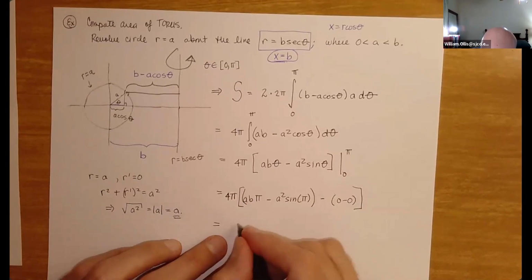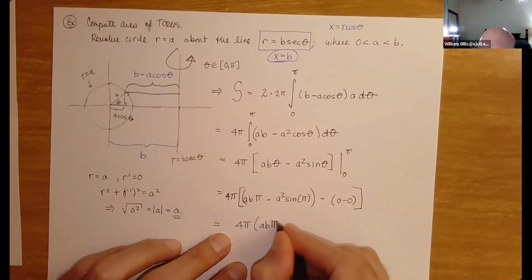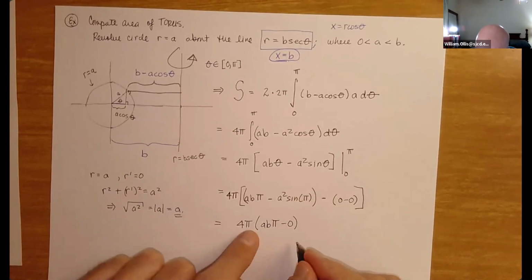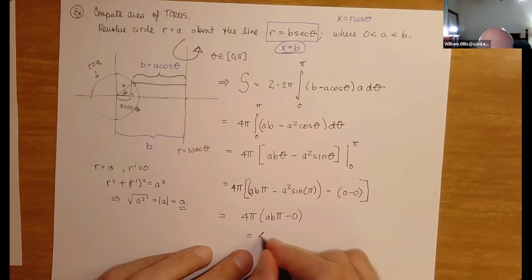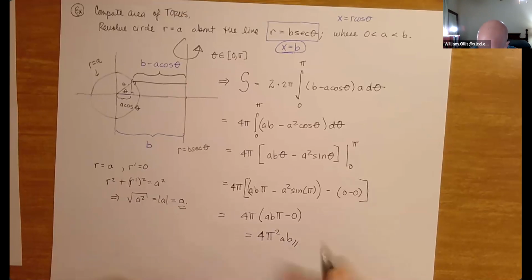So this gives us 4 pi times AB pi. Of course, that's minus 0 too. So this gives us, we get 2 copies of pi. So we get 4 pi squared AB, which is a familiar looking formula.